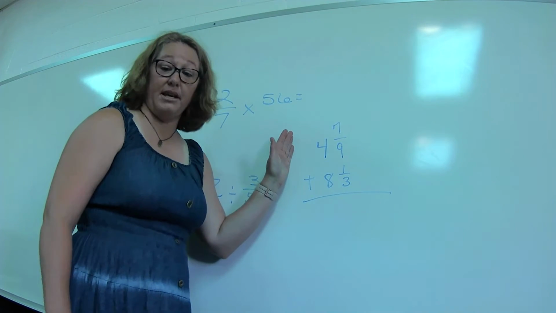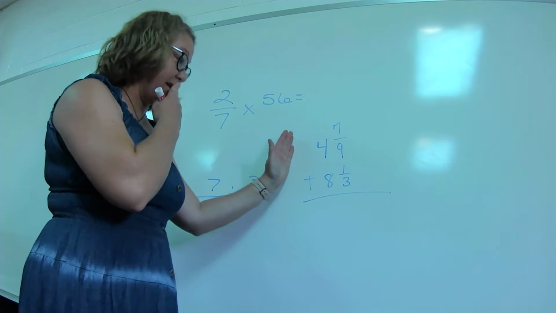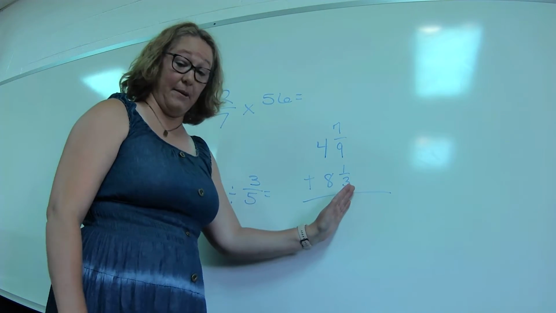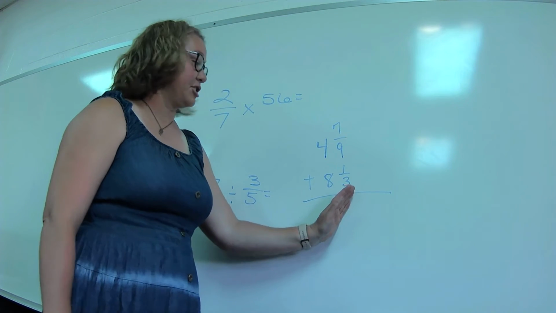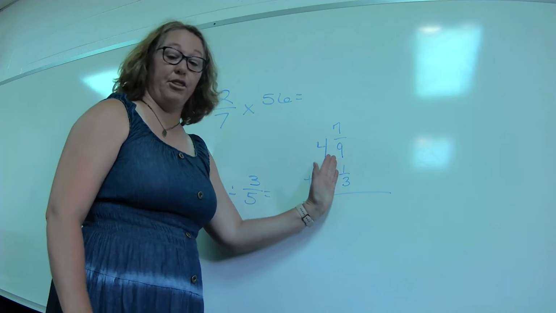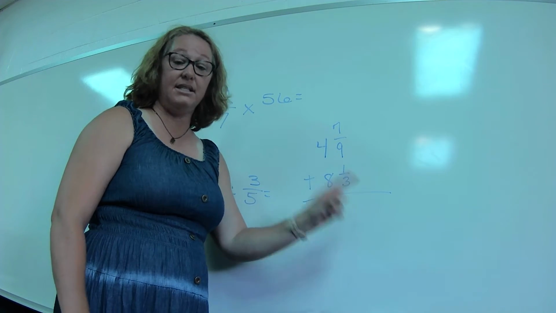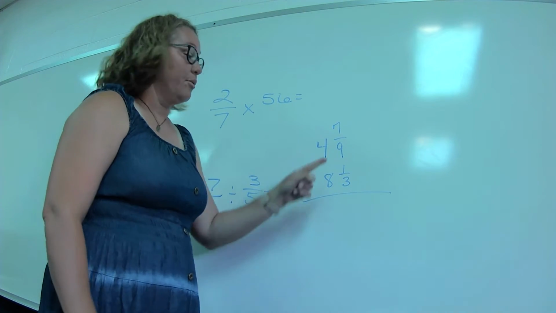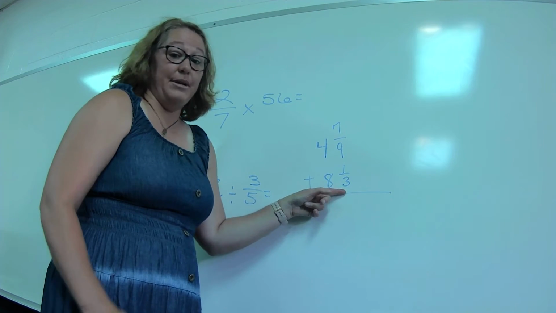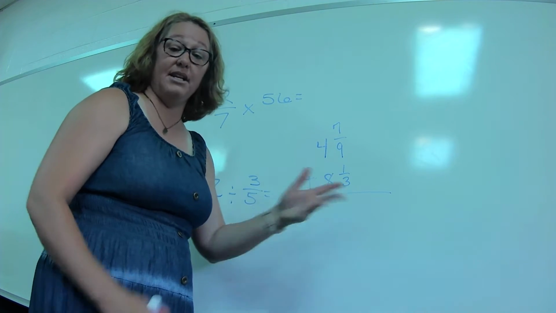We're going to start with the addition of fractions. So we have a mixed number plus a mixed number. Let's start with the fraction part. We have 7/9 and 1/3. Now, remember, when we add and subtract fractions, we must have a common denominator. Well, I have a 9 and I have a 3. That means they're not common, so we need a common denominator.